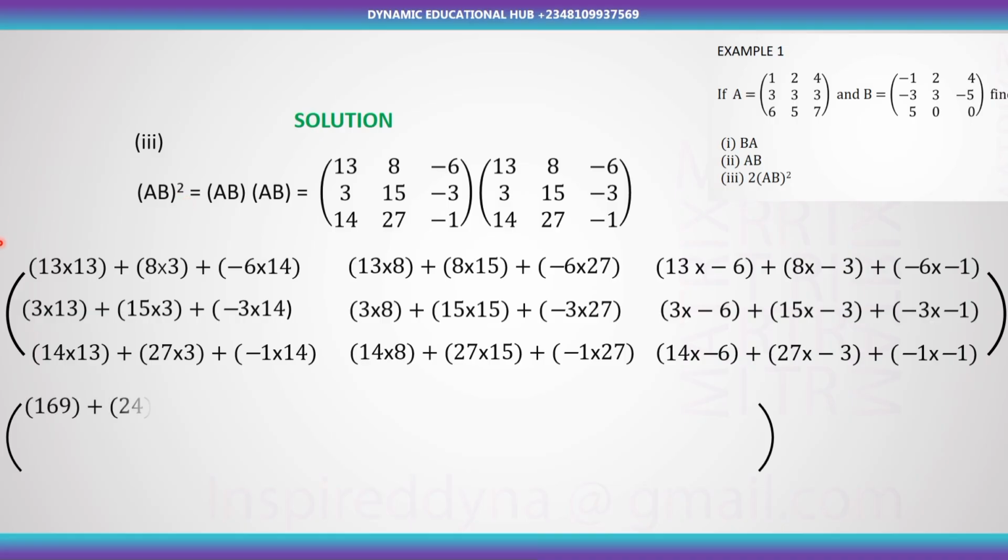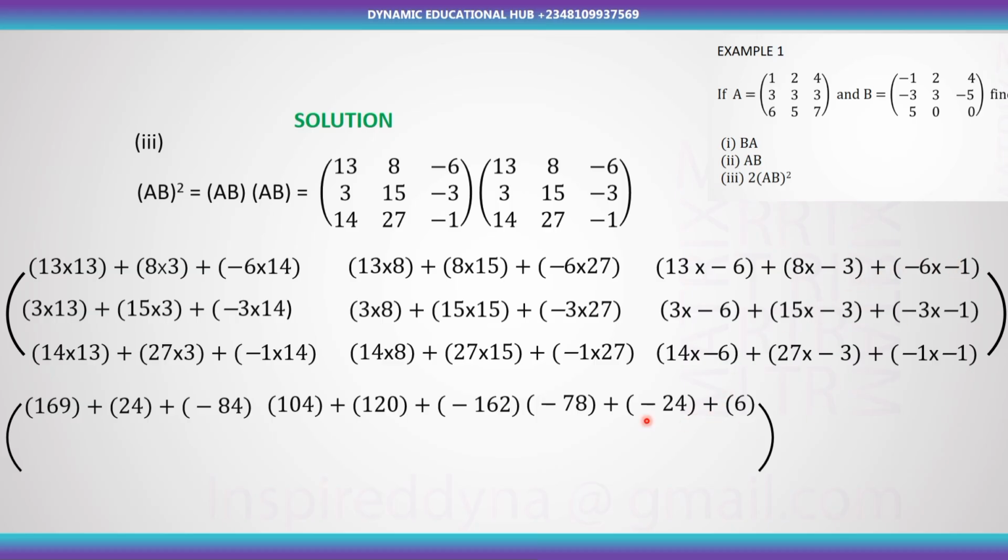First one, 13 times 13, that gives us 169. 8 times 3, 24. Minus 6 times 14, that gives us minus 84. Move to the next one. 13 times 8, 104. 8 times 15, 120. And minus 6 times 27, we have minus 162. 13 times minus 6, minus 78. Plus 8 times minus 3, that's minus 24. Minus 6 times minus 1, that gives us plus 6.